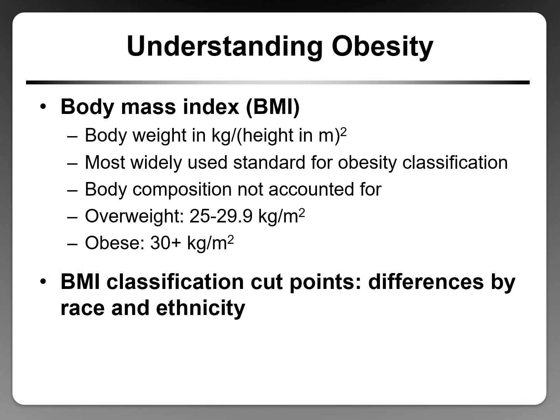Again, that body mass index or BMI is going to be a classification based on cut points. There are differences by race and ethnicity, as we'll talk about in the next slide. But this is a widely used standard for obesity classification, but it doesn't take into consideration body composition. Again, if you're 30 and more, you're considered obese. If you're between 25 and 29.9 kilograms over meters squared, you are considered overweight on the scale.